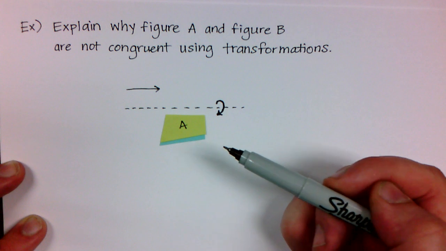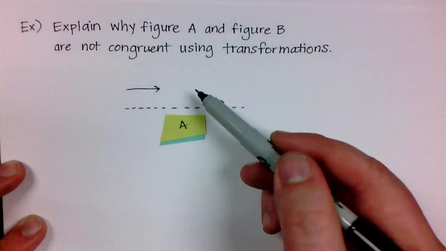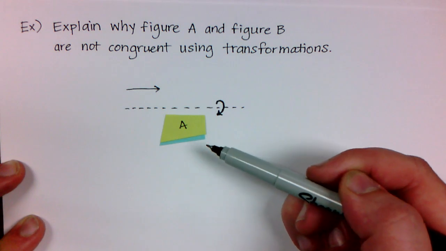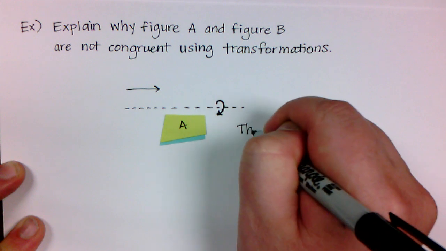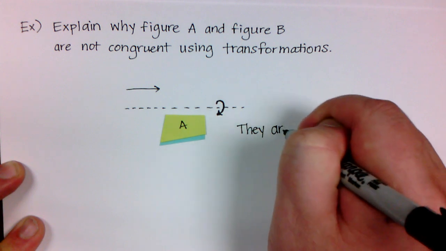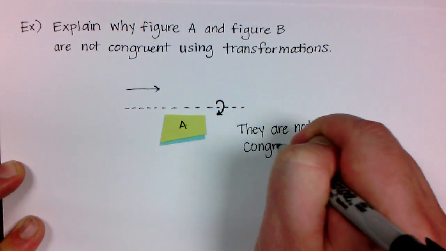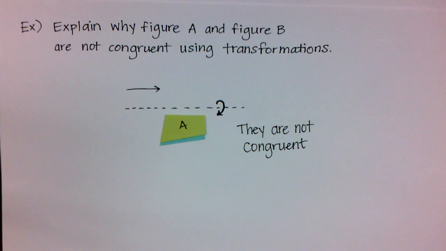So as much in the beginning as it may have looked like they were congruent, once I did these transformations and I moved one shape on top of the other, it did not fit perfectly. So that is why they are not congruent. Because I went through those steps, I looked at the translation, I looked at the reflection, but when I put it on top of the other one, it did not fit perfectly.